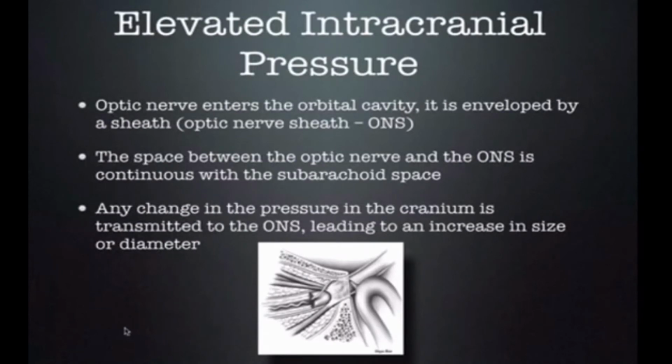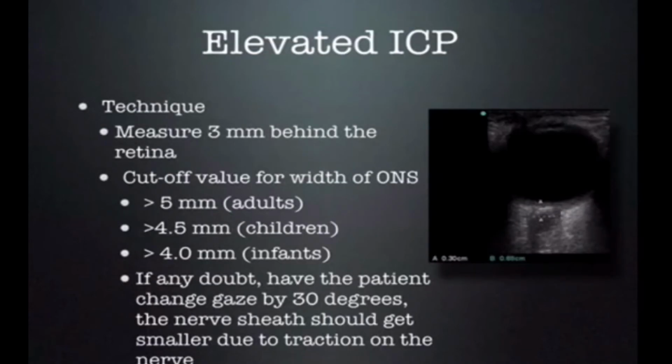So ultrasound can be used to detect elevated intracranial pressure. The optic nerve enters the orbital cavity, and as it does this, it's enveloped by a sheath called the optic nerve sheath. This sheath is continuous with the CSF, it contains CSF, and as such, any pressure that goes through the CSF is transmitted to this optic nerve sheath, and the optic nerve sheath dilates with elevating intracranial pressure. So this can be very useful to tell if there's an elevated intracranial pressure just by looking at the optic nerve sheath. The technique that is described for this is to measure 3 millimeters back from the retina.